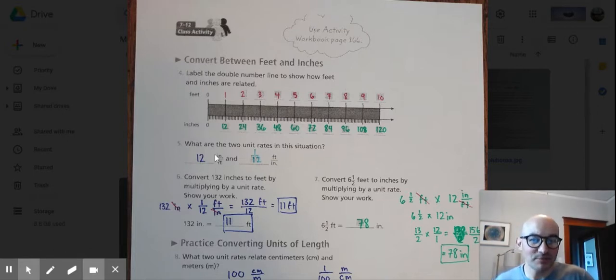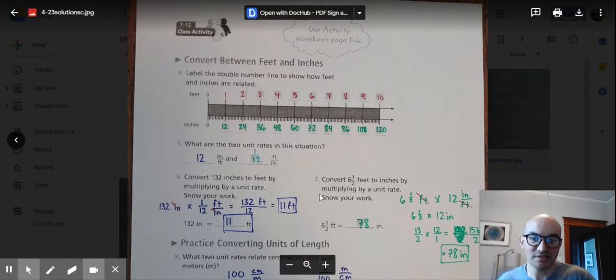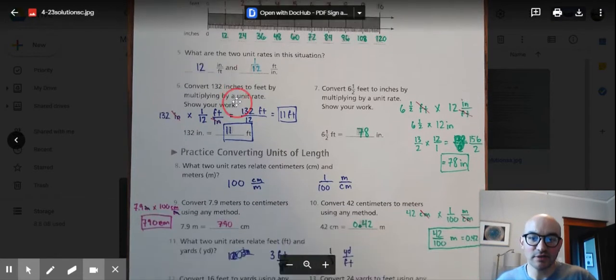Because of course, coming up with the numbers 12 and 1/12, that part's really straightforward. 1 for 12 and 12 for 1, just like that. Okay, it's just a matter of matching it up. And then we're going to use these unit rates here to solve these first couple problems here, problem 6 and 7. So let's get into it here.